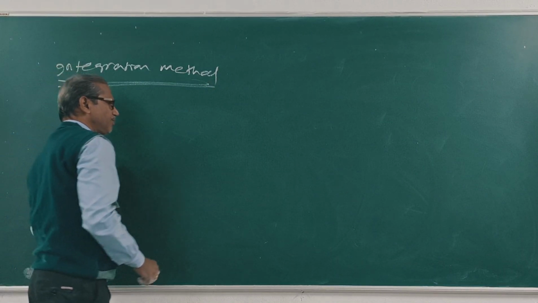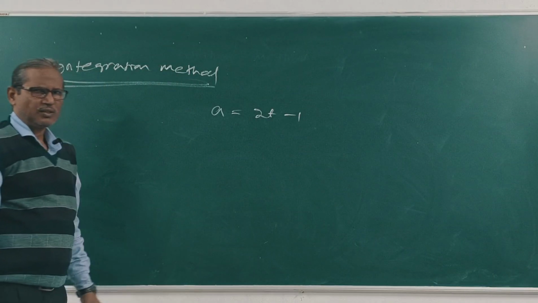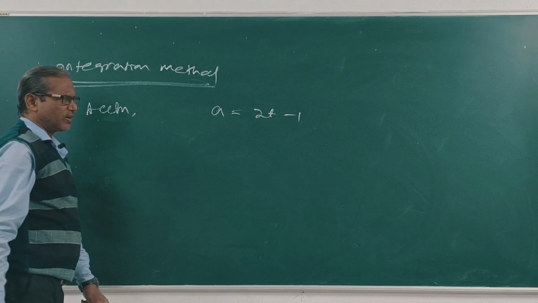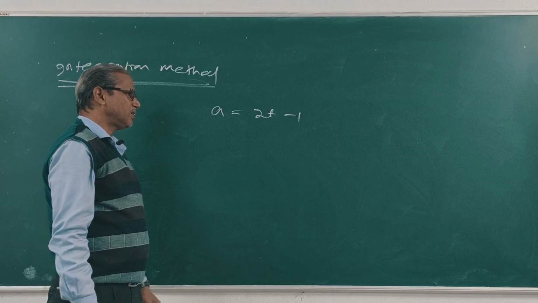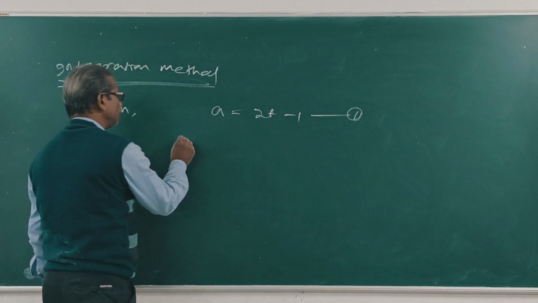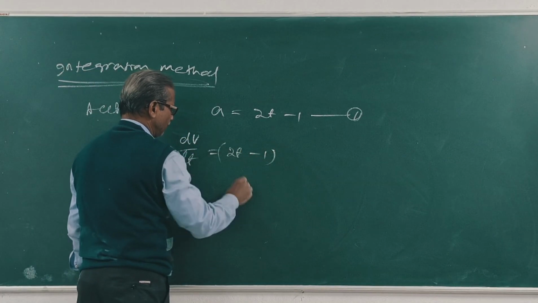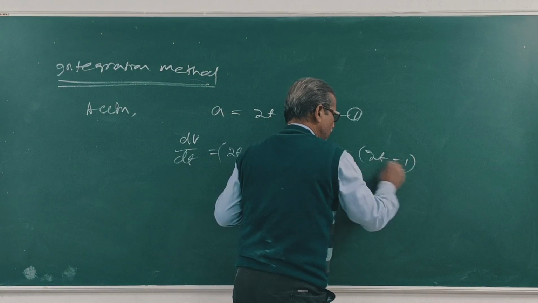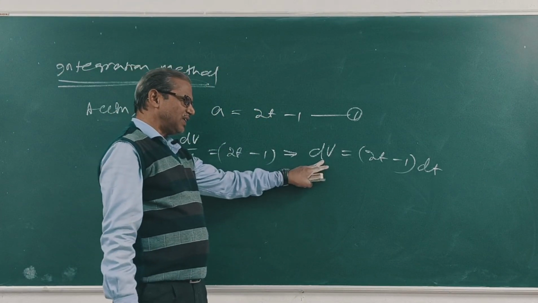Suppose given acceleration A is equal to 2t minus 1. Find its velocity and distance traveled by the body. So this is question 1. What is A is equal to dv by dt. This is 2t minus 1. So dv is equal to 2t minus 1 into dt. Right? So make integration on both sides.